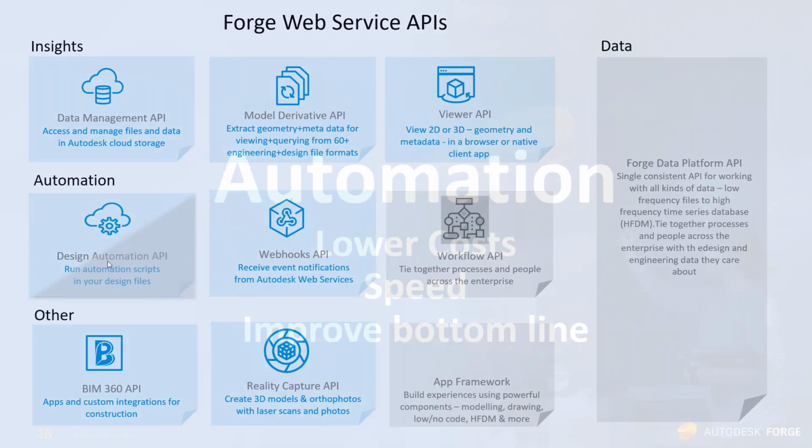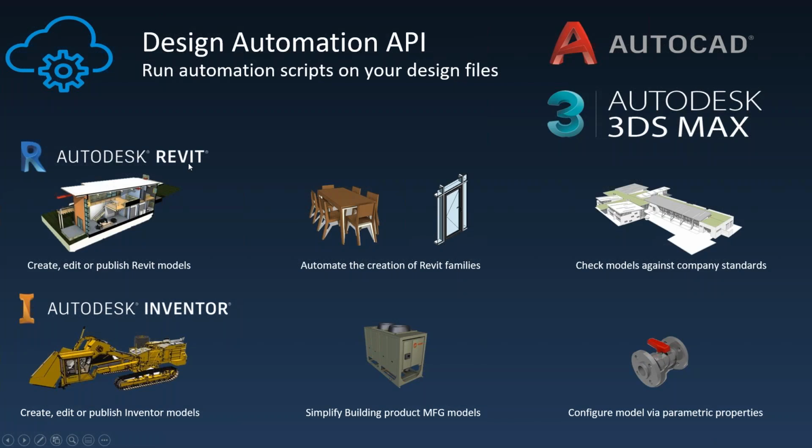So what is design automation? Design automation is essentially, in a nutshell, Revit in the cloud, Inventor in the cloud, AutoCAD in the cloud, and 3D Studio Max in the cloud. So that means that we can send a routine to Revit in the cloud and say, you know what, do something with it.